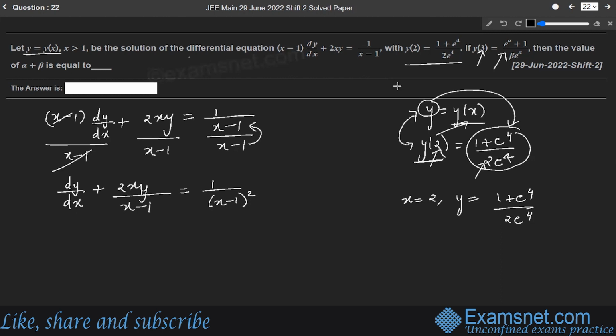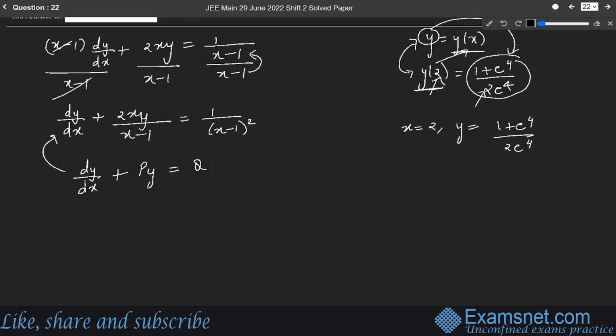Now you can see that this is in the form of a differential equation, right? It is simply a linear differential equation. And what is the basic form of a linear differential equation? The basic form of a linear differential equation is dy by dx plus p into y is equal to q. You can see that it is in the same form. When we compare here, the value of p and q will be what? P is the coefficient of y. Here, what is the coefficient of y? 2x upon x minus 1. So p is 2x upon x minus 1 and q is on the right hand side. So the value of q is 1 upon (x minus 1) whole square.